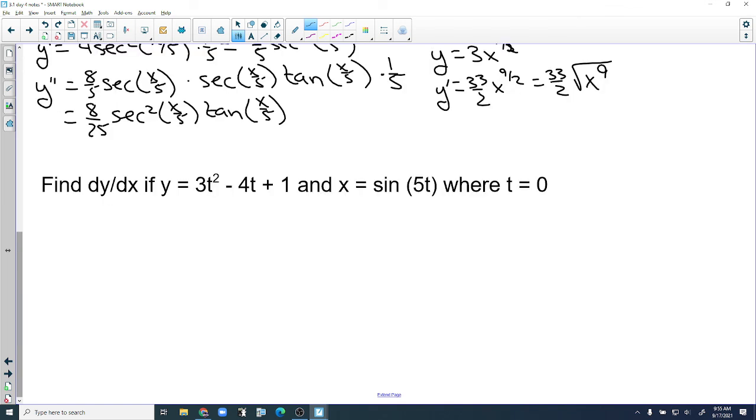Find the derivative where t is equal to 0. So we're just finding dy dx. So dy dx is equal to the derivative of y, which is 6t minus 4, over 5 cosine of 5t. So derivative of y over the derivative of x. We're evaluating when t is equal to 0. So we're looking at negative 4 over, let's see, cosine of 0 is 1, so 5. Looks like negative 4/5. So it's literally the derivative of y over the derivative of x.